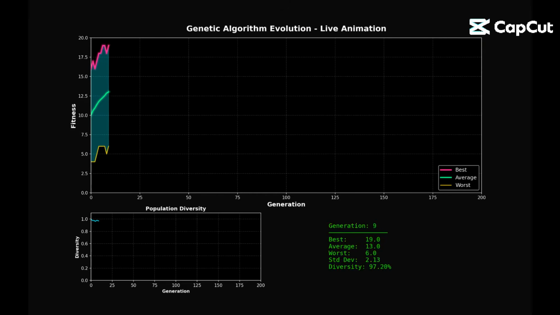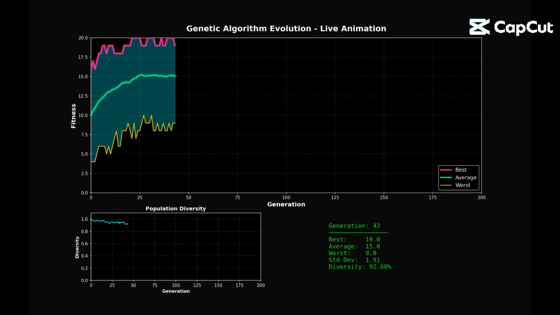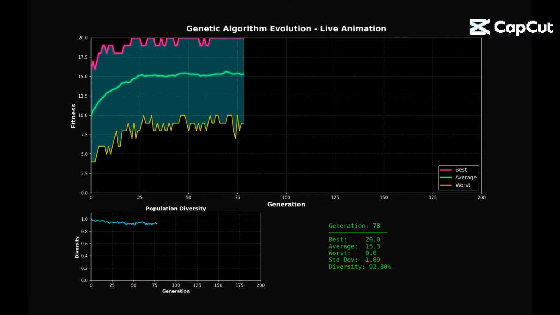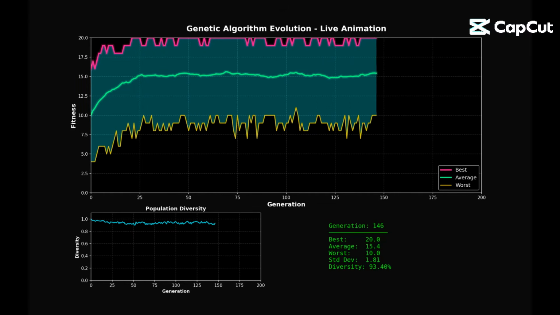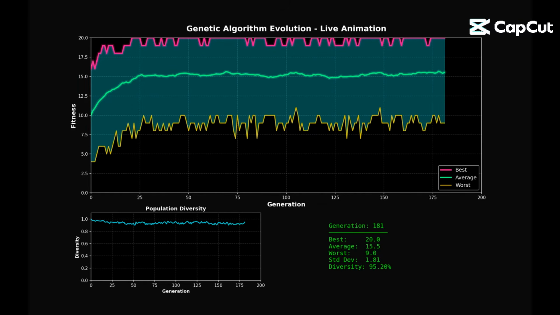Now, this visualization has 3 key components, and each tells us something crucial about how genetic algorithms work. First, the top panel, fitness evolution over generations. This is the heart of the algorithm. You're looking at 3 lines here. The magenta line tracks our best individual each generation, the champion of the population. This shows us the upper bound of what we've discovered so far.